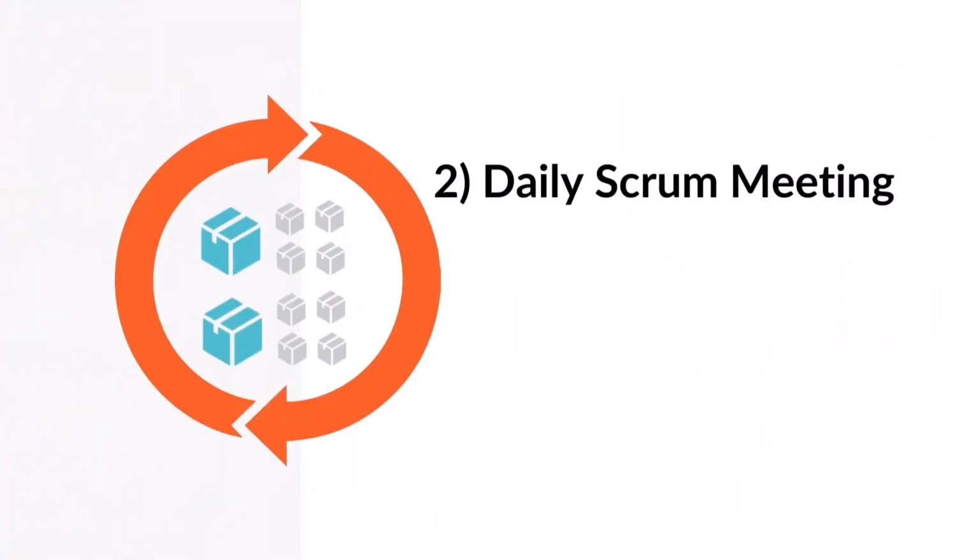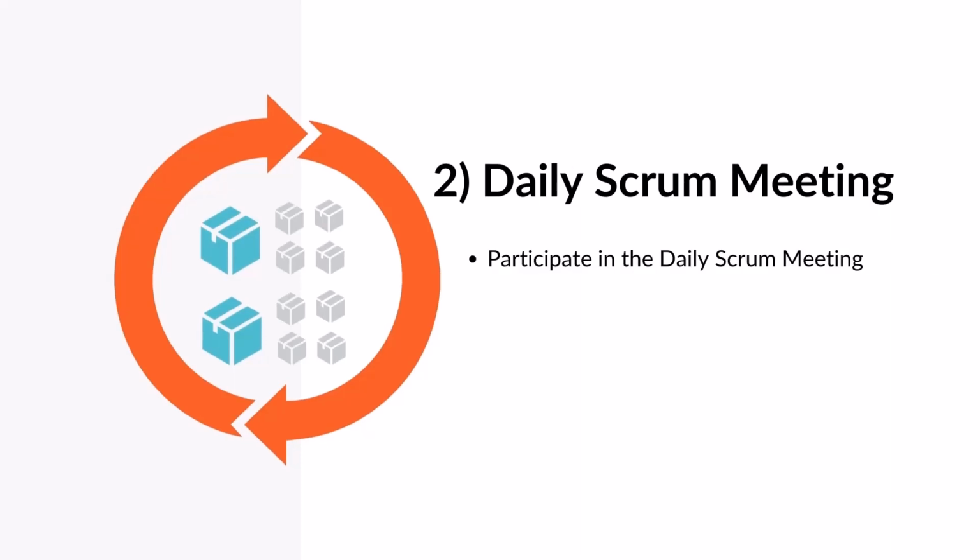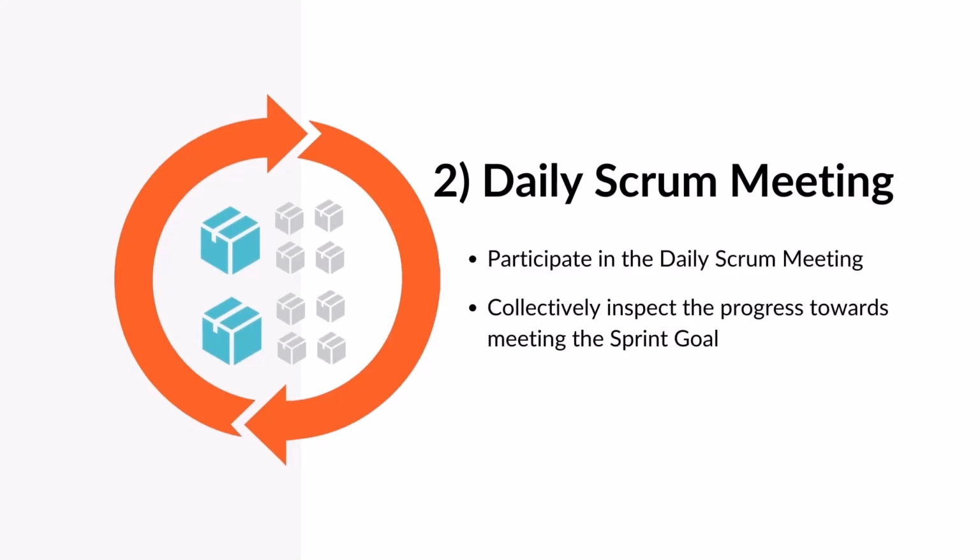Secondly, they inspect and adapt each day to meet sprint goals. One of the critical strengths of the Scrum model is its agility and ability to adapt daily. The Scrum team participates in the daily Scrum meeting, where they collectively inspect the progress towards meeting the sprint goal. Based on the growth, they adapt the plan for the day, and it allows them to ensure there are no surprises towards the end of the sprint.